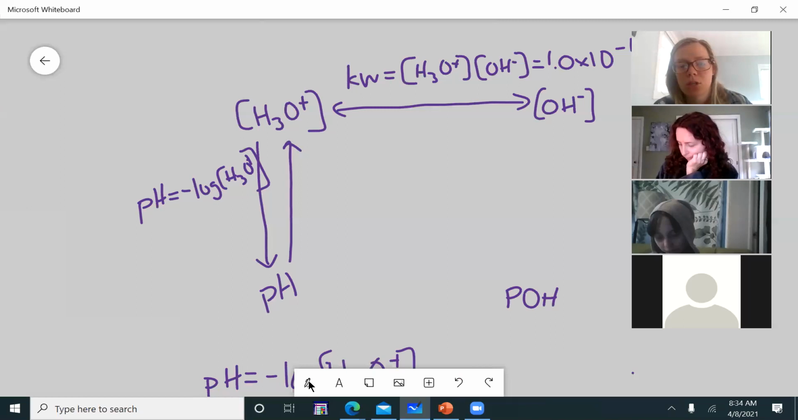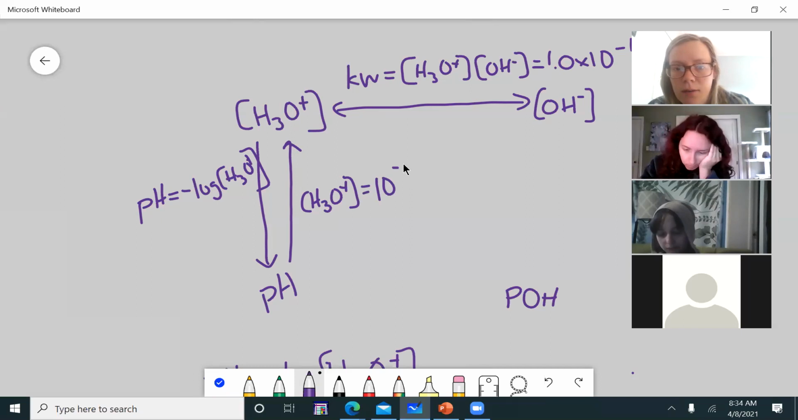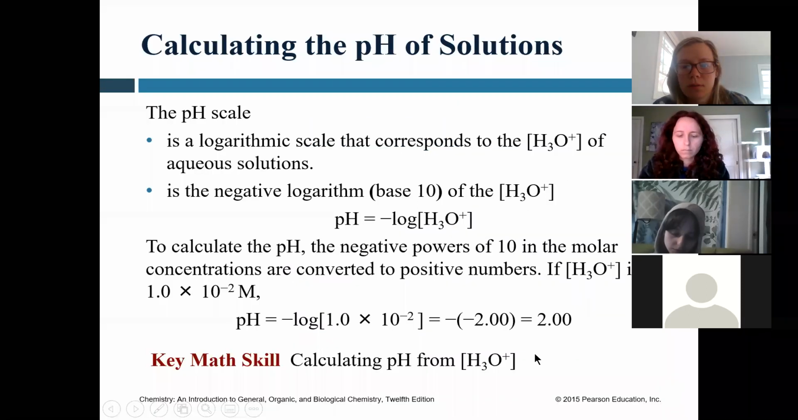So if we know pH and we want to get H3O plus, H3O plus is going to equal 10 to the negative pH. So it is important which one you use going in which direction. Let's look at a couple examples.